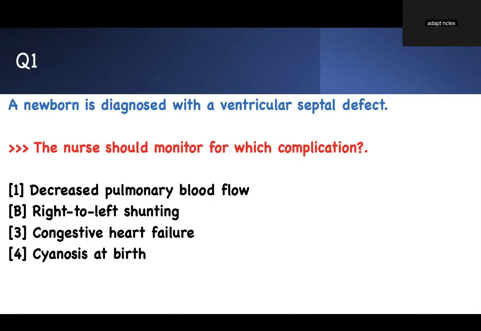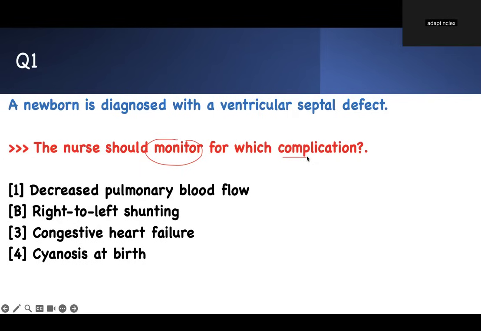The first question is on what? Ventricular septal defect. What is the question asking you? How do you approach this question? Read it from the back, and then you monitor for which complication. The buzzword and the keyword is what? Monitor for complication. Then you read the first portion of the question.